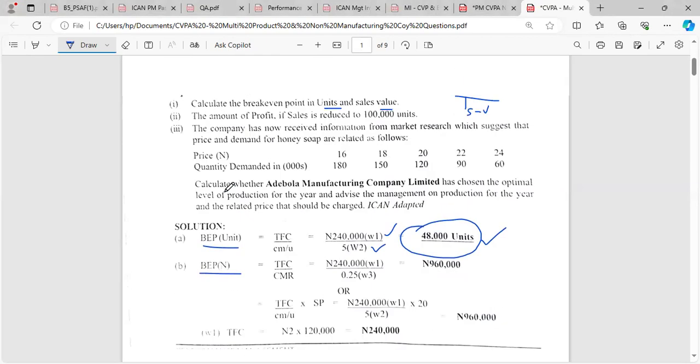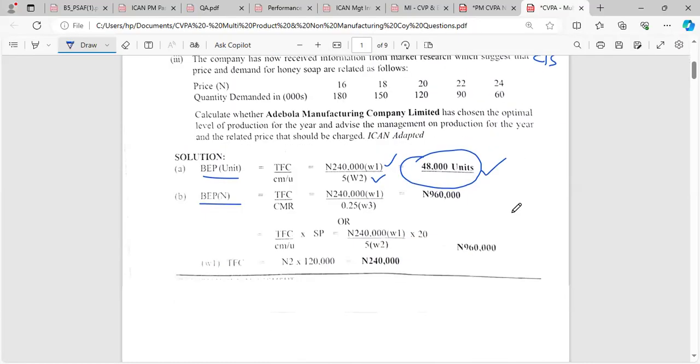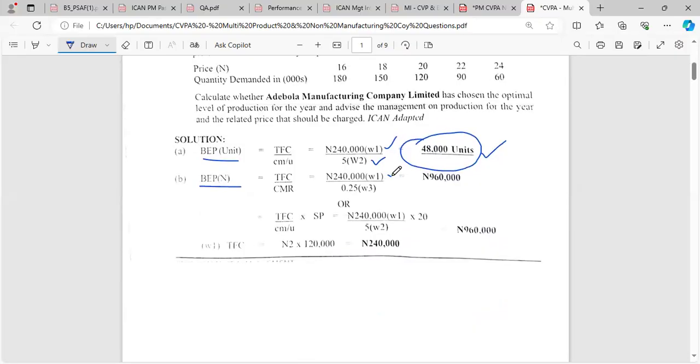Then the next is break-even point in naira. Remember the formula: fixed cost divided by contribution margin ratio. CMR is the same thing as the contribution to sales ratio. I told you that the formula is simply contribution divided by sales. So our fixed cost will remain the same. We still have 240,000 here. Then our CM ratio, which is contribution divided by sales.